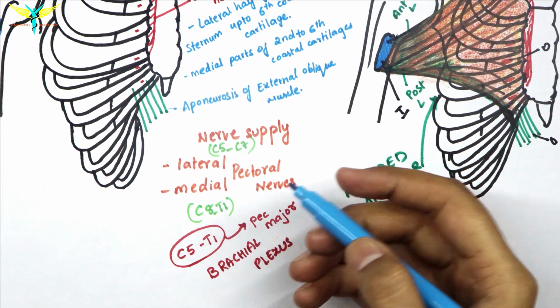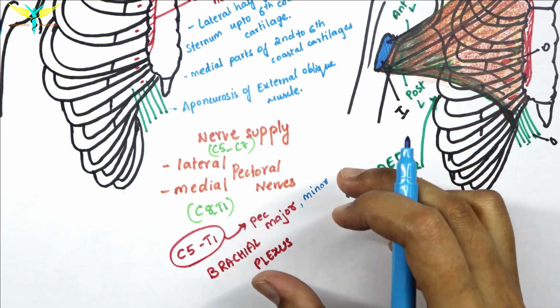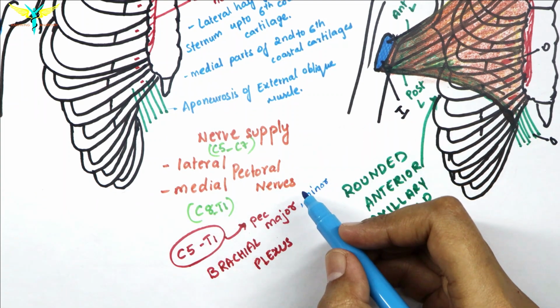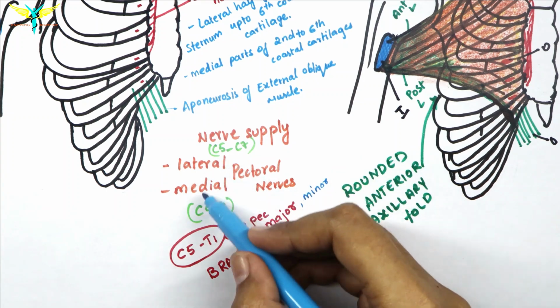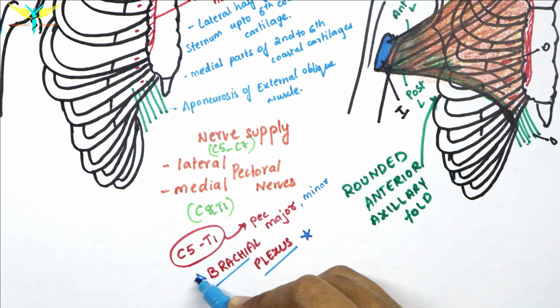So you should remember the pectoralis major and the pectoralis minor. These muscles are the only muscles of the upper limb which are supplied by all 5 spinal segments of the brachial plexus. It is an important point to note down.